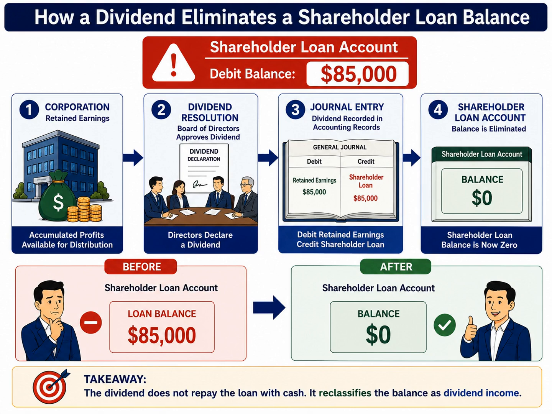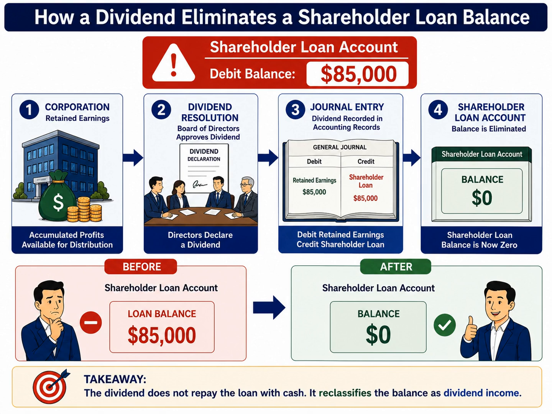Next, the directors of the corporation formally approve and declare a dividend. This is often documented through a dividend resolution prepared as part of the year-end accounting process. Once the dividend has been declared, the accountant records the necessary journal entry. From an accounting perspective, retained earnings are reduced and the shareholder loan account is credited.